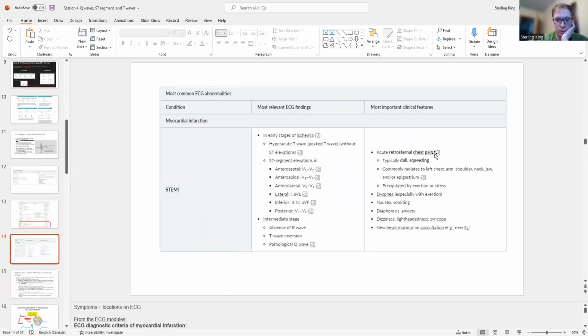STEMIs, so when we're talking clinical findings, it's the retrosternal chest pain, it's dull, it's squeezing, it's not sharp. It radiates to the left jaw, the chest, the arm. They might have breathlessness. They might be sweating, anxious, dizzy, fainting, or they might have a new heart murmur, an S4 because the heart's not contracting. So blood's kind of hitting this wall, so you hear a thud.